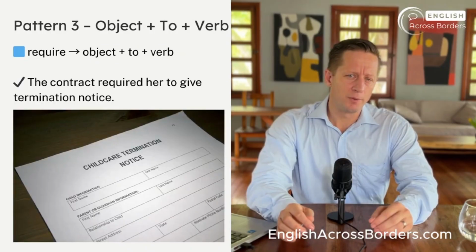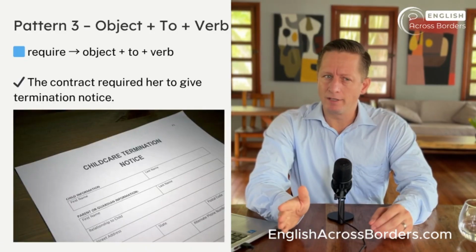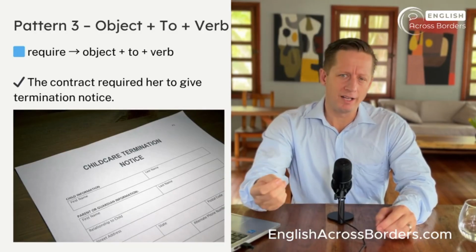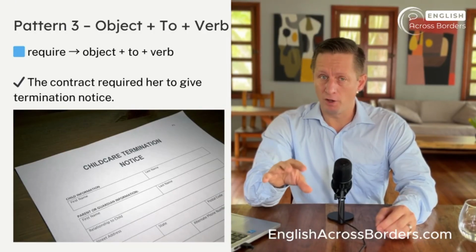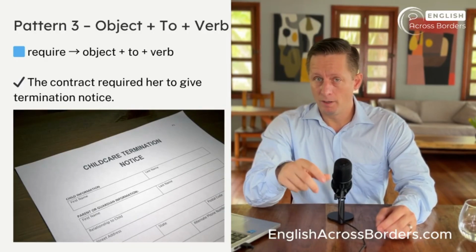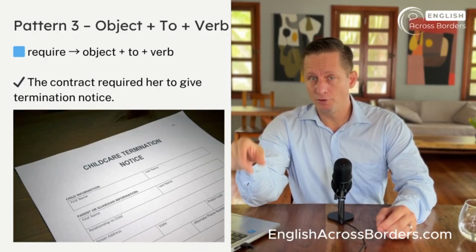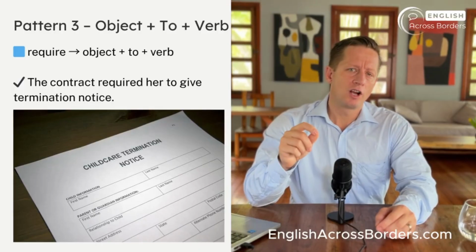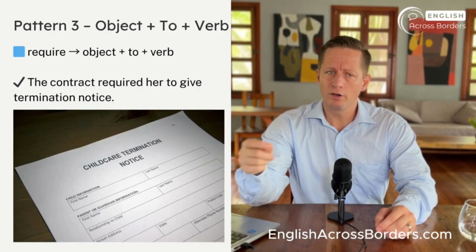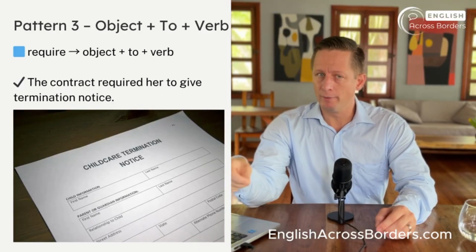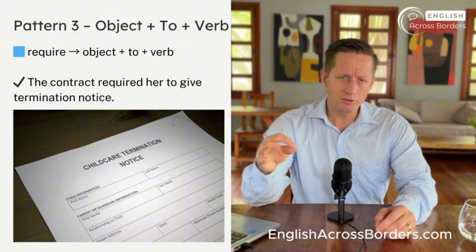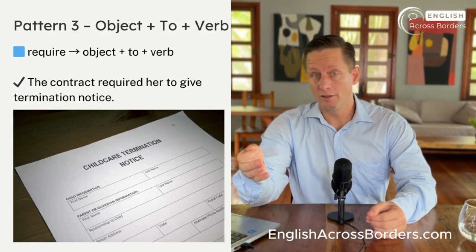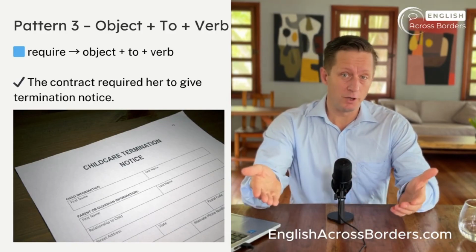Now, here's another pattern that's especially common in legal writing. Verbs like require, advise, or allow often follow this format: verb plus object plus to plus verb. For example, the contract required her to give termination notice. See that structure? The verb is required, the object is her, and the action is to give notice.